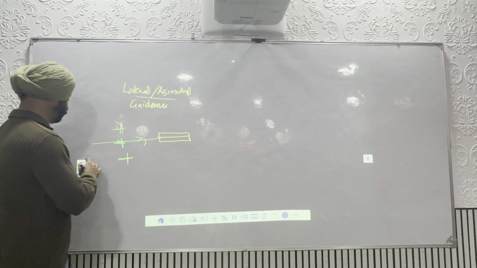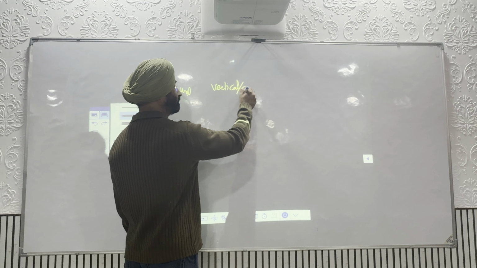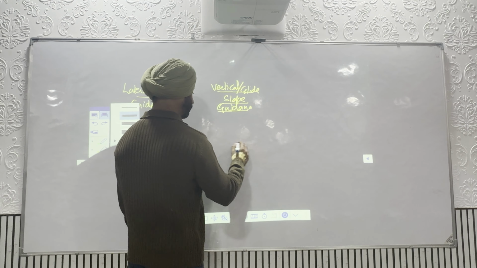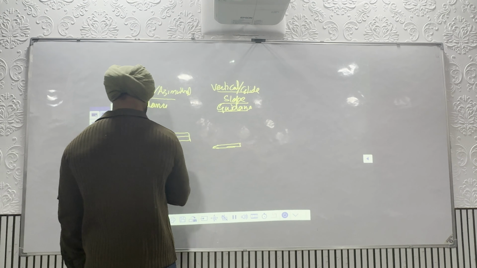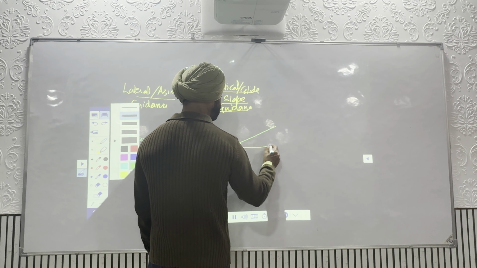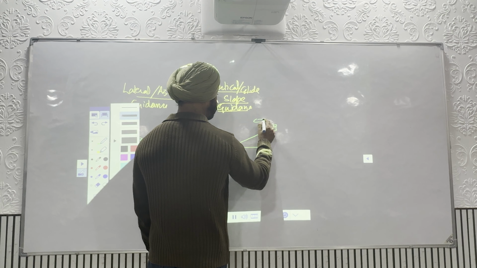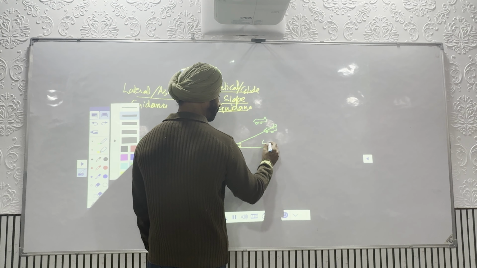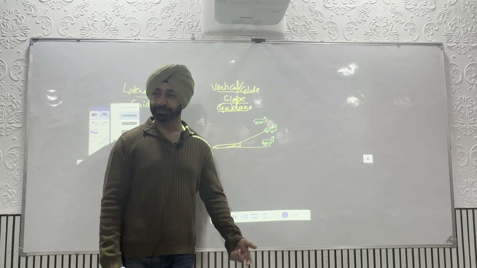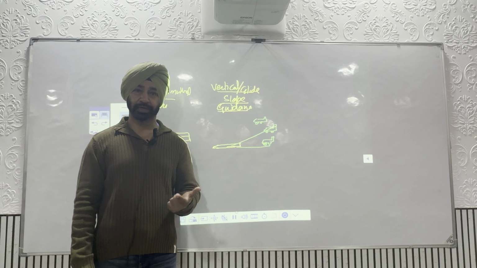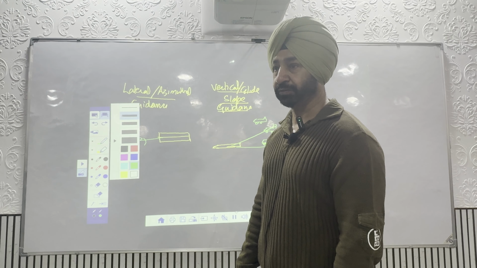The second guidance which you need is vertical, or you can call it glide slope. Means if you want to land, in any case, this is the glide path, whether you are above or you are coming below. So that guidance you need. So that is vertical or glide slope guidance. So you have lateral and you have vertical guidance also.